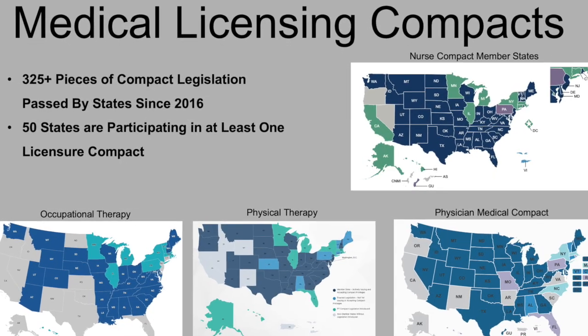Since 2016, over 325 individual pieces of legislation have been passed across the United States related to compacts. This is not a new type of a solution. As I've already mentioned, compacts go to the very founding of our profession. And that is important for us to remember. Also, across the United States, every single state participates in at least one licensure compact. And well, as you can see from the map, many states participate in many of these licensure compacts.